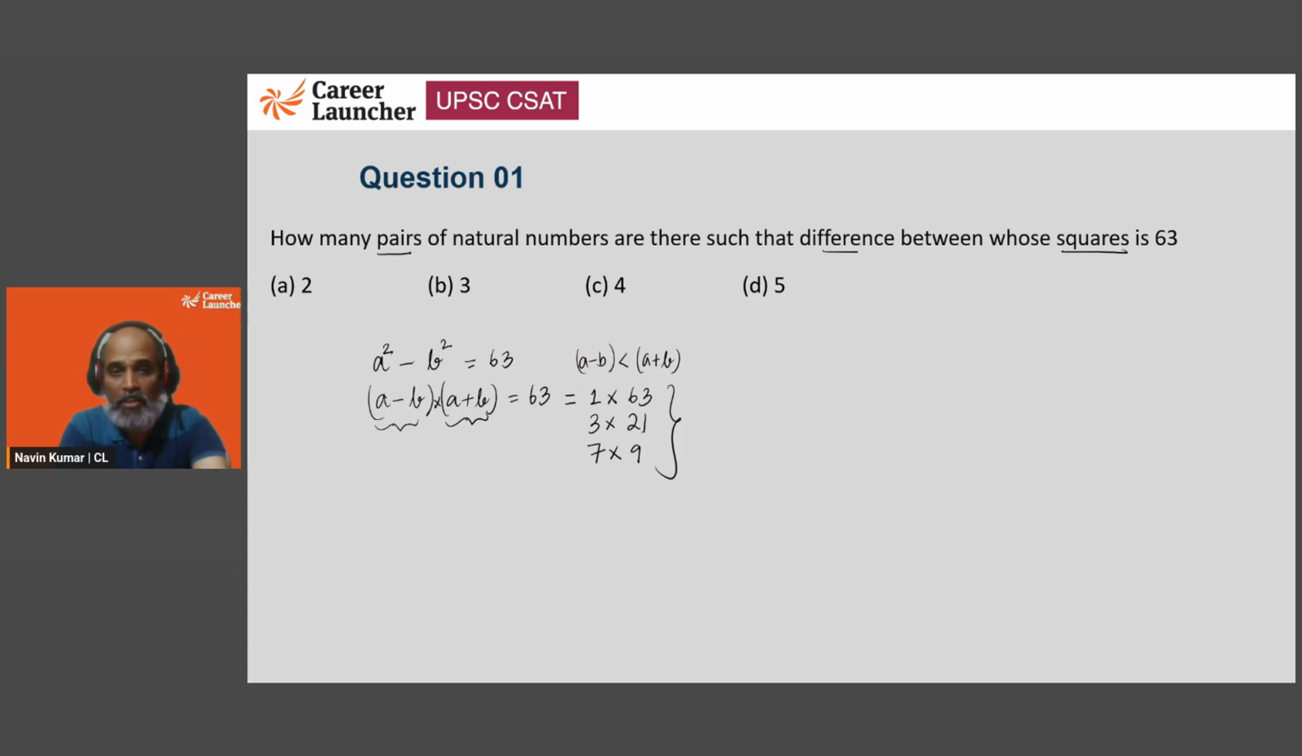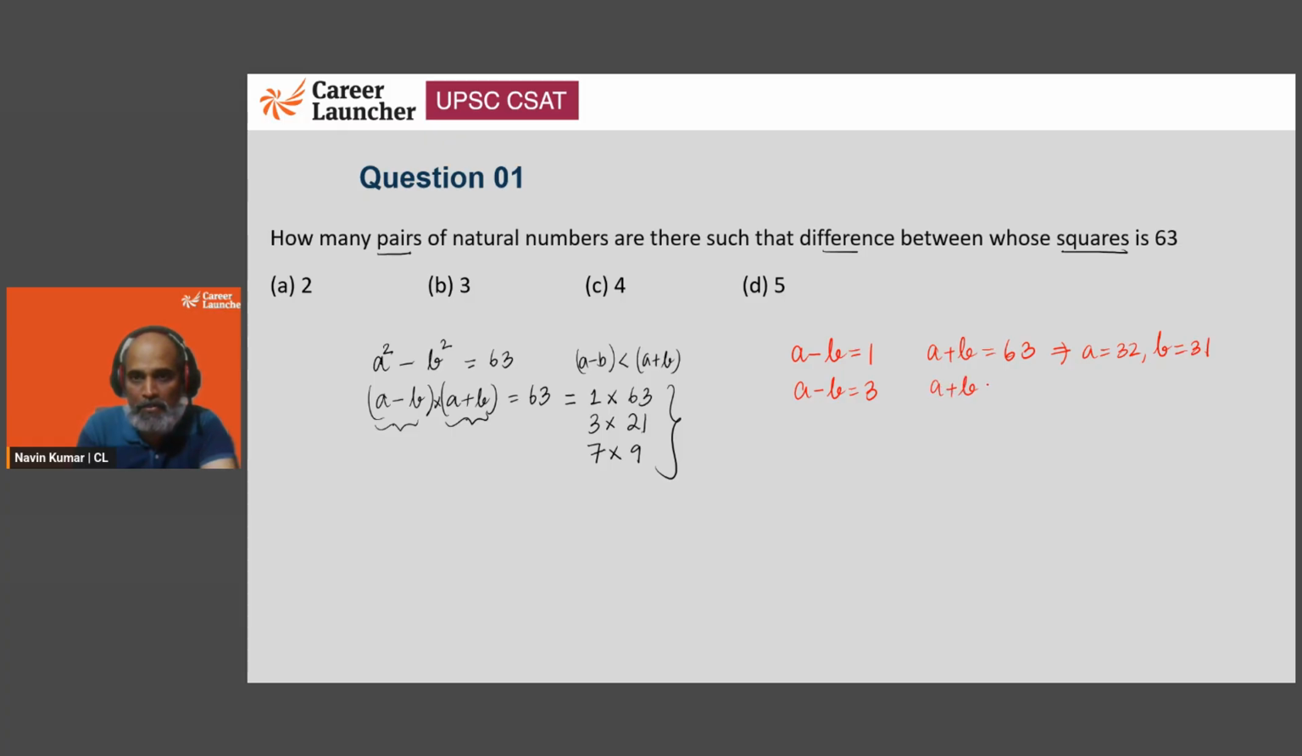Now, it is not mandatory for us to figure out the values of A and B for which this will be true. But in case you wish to figure it out, then we can write A minus B is equal to 1, A plus B is equal to 63. If we solve this, we will have A is equal to 32 and B is equal to 31. So 32 square minus 31 square is going to be 63. Next, A minus B is equal to 3 and A plus B is equal to 21. If we solve this, we will get A is equal to 12 and B is equal to 9.